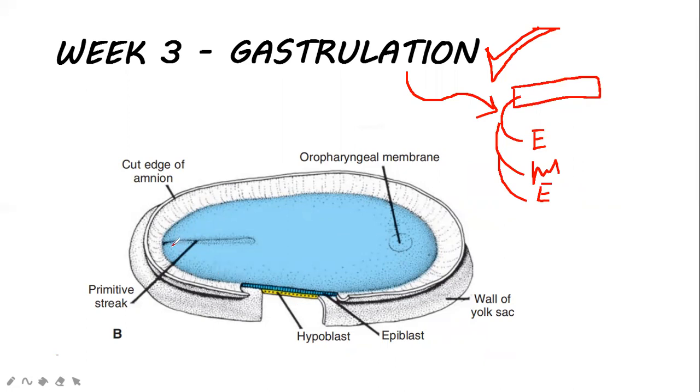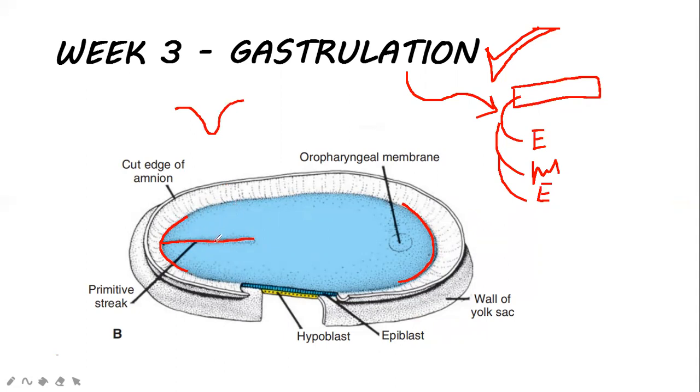So this is the cranial part of the embryo, the head part, and this is the caudal part, the tail part. From the midline going to the tail part, what you see is a streak. When you say a streak, that's the point where we have an invagination.